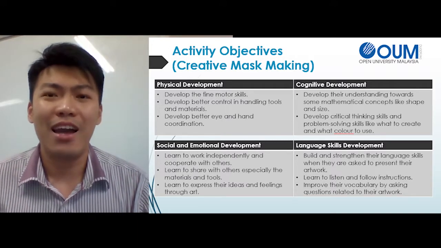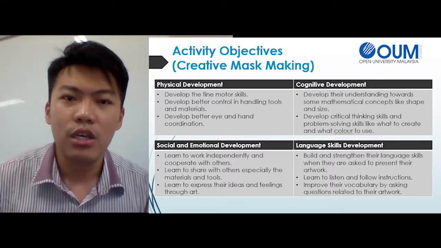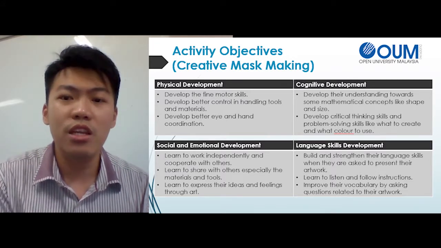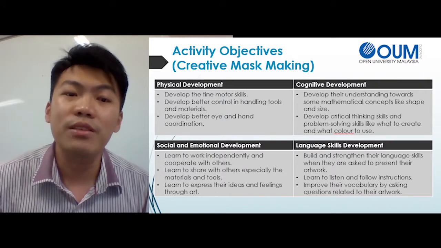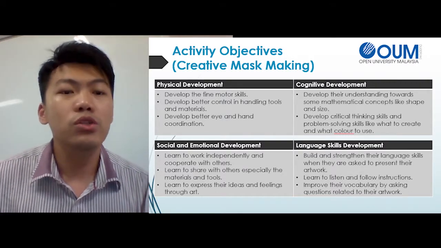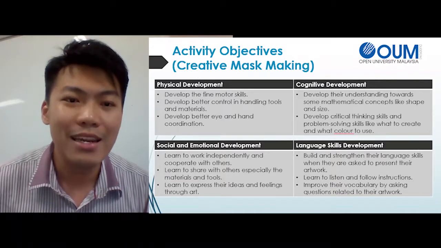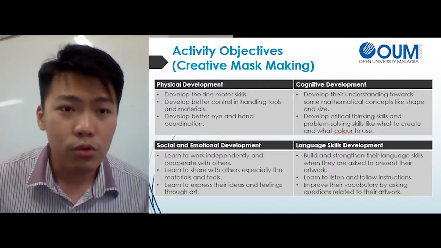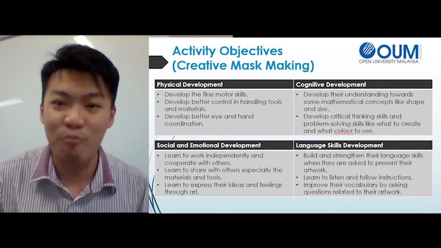When we talk about art activity, it is not just focused on the creativity of the students. Art activity can help children develop in different areas. For example, the objective in the physical development of children is to develop fine motor skills, to develop better control in handling tools and materials such as scissors, and also better eye and hand coordination, for example during the cutting process.